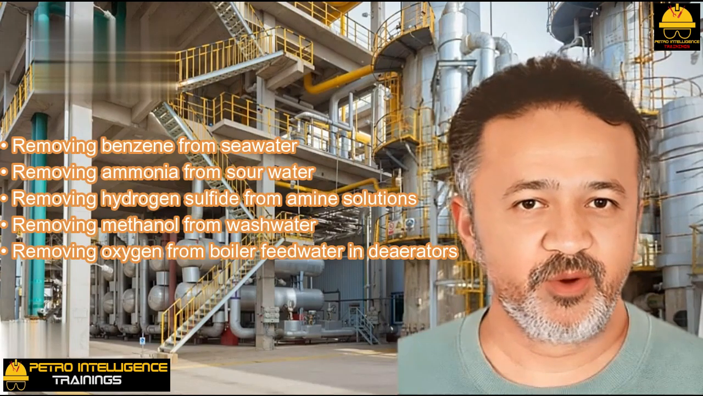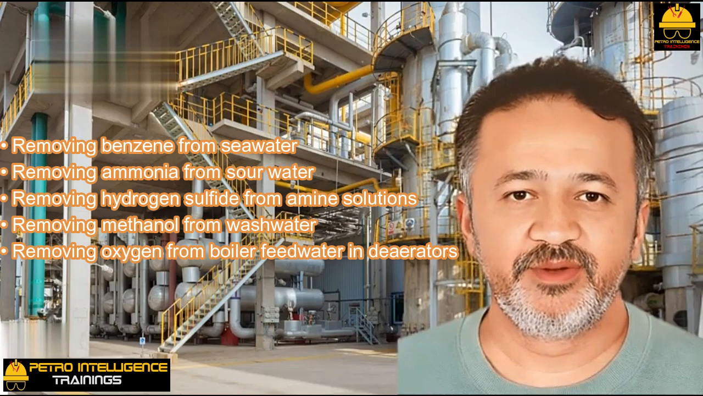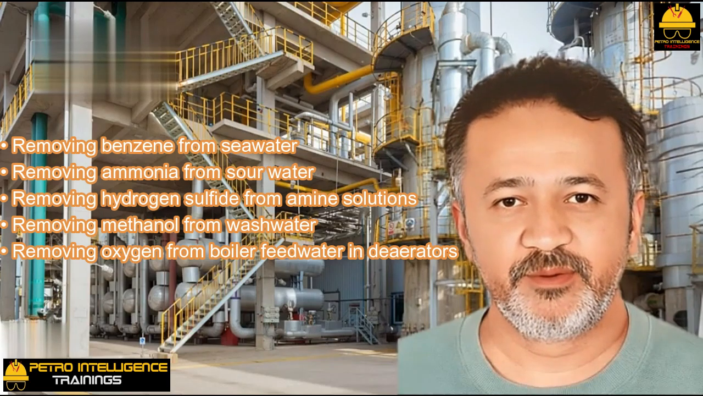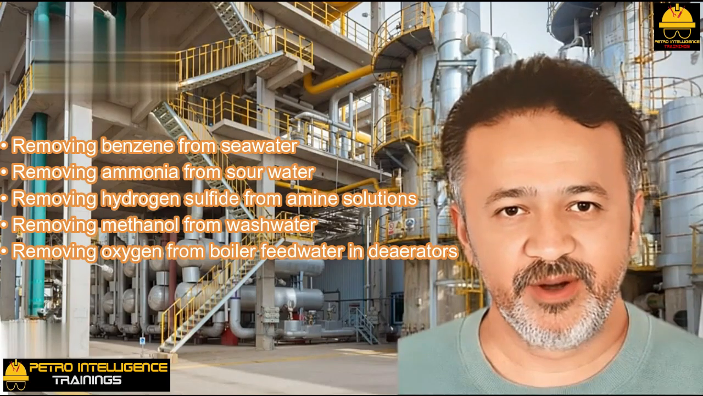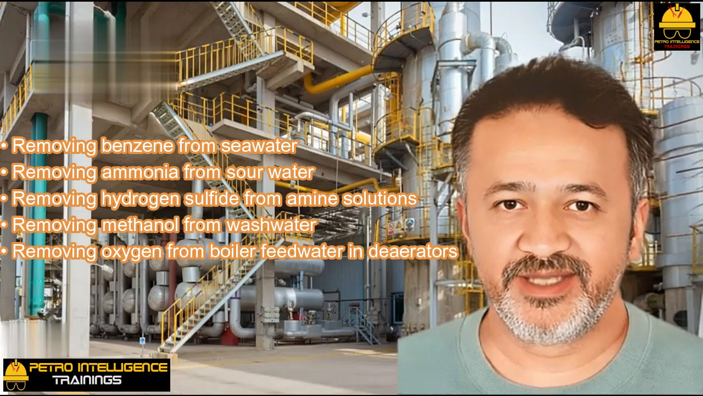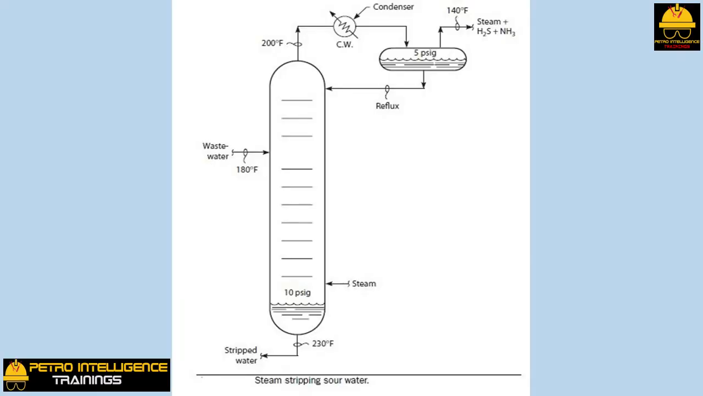Steam stripping water. So far, we have been discussing the stripping of hydrocarbons. But of equal importance is steam stripping of aqueous streams such as removing benzene from seawater, removing ammonia from sour water, removing hydrogen sulfide from amine solutions, removing methanol from wash water, removing oxygen from boiler feed water in deaerators. This picture shows a simple sour water stripper. The steam is used to remove NH3 and H2S, dissolved in the waste or sour water.